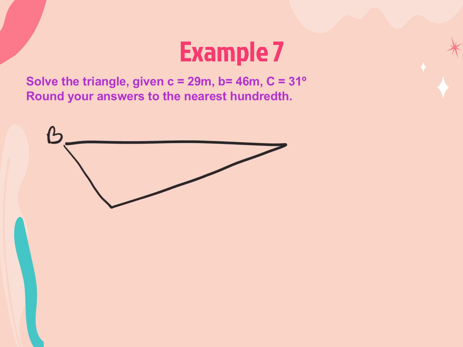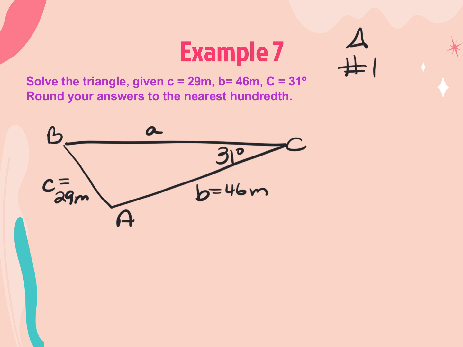And again, you don't have to draw the triangle, but I'm going to go ahead and put it in here. Angle C is 31. The side opposite angle C is little c, and it's 29 meters. Little b is over here, 46 meters. And I don't know side length a. So again, this is going to be for triangle number 1.